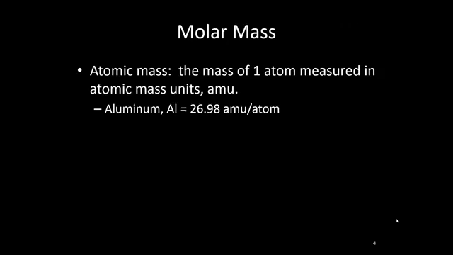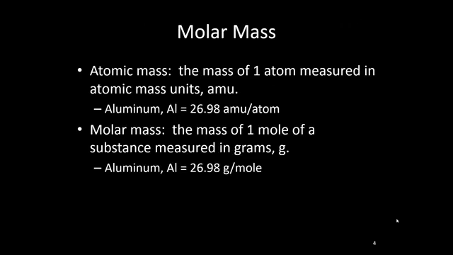Well, we already know about atomic mass, which is the mass of one atom measured in atomic mass units, or AMU. And we know that we can, for an element, look up that atomic mass value on the periodic table. For example, aluminum, which is Al, has an atomic mass of 26.98 AMU per atom. Well, it turns out that if you have 1 mole of atoms, in other words, 6.02 times 10 to the 23rd atoms, instead of just one atom, you can't weigh them in atomic mass units because they weigh too much. We have to use a quantity called molar mass.